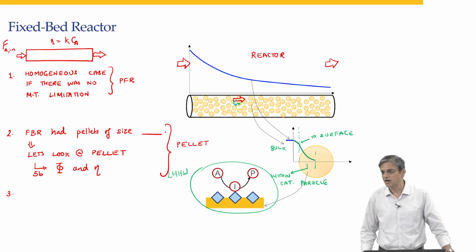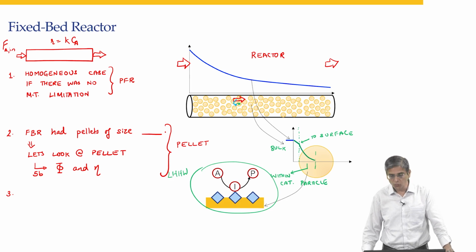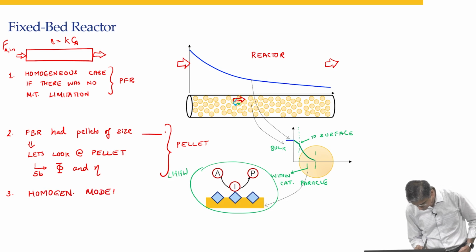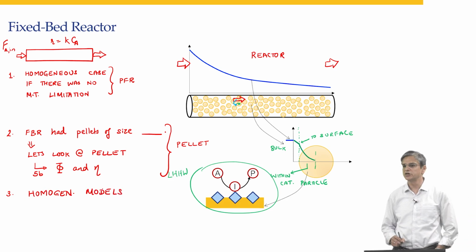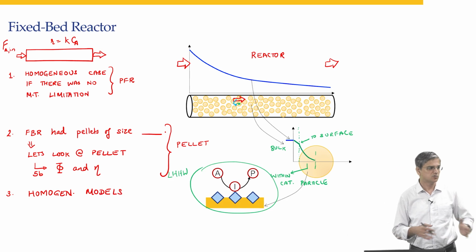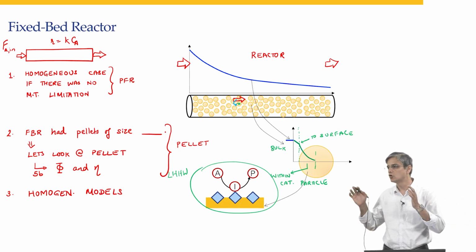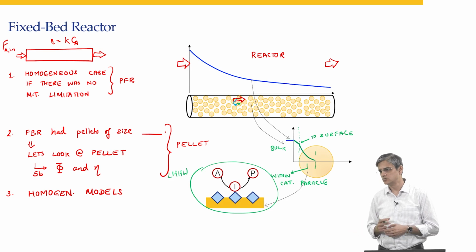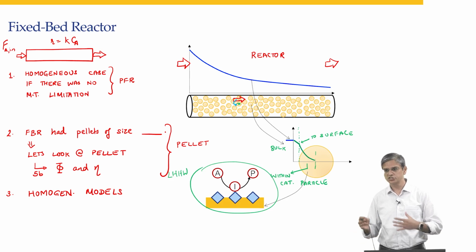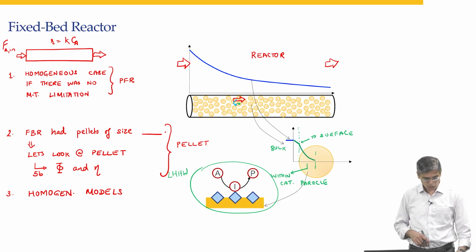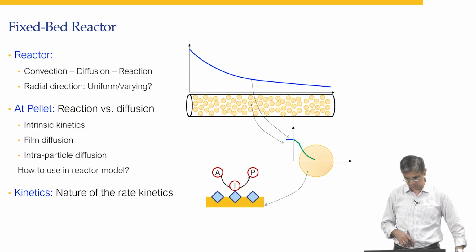A large part of homogeneous models essentially are going to replace r with eta multiplied by r. That is how you do homogeneous models. What homogeneous models and heterogeneous models are, and how to approach all of that, we will come to in the next lecture.